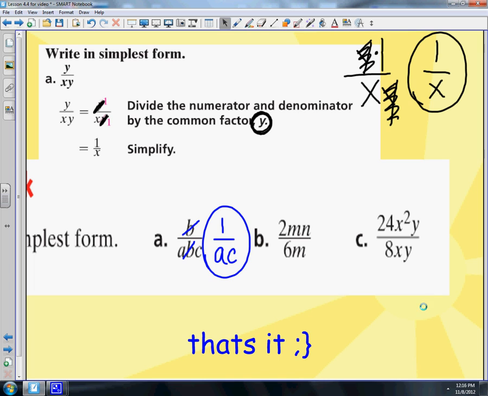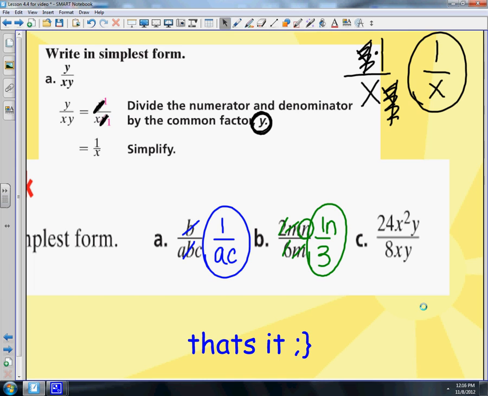Now, here I have 2 over 6. Now you have to consider the numbers and the letters as separate things. So the 2 over 6 can become 1/3. And then I have an m on the top and an m on the bottom, so that cancels out. And then I have my n on the top. You keep the n on the top and it stays up there. So then I have 1n divided by 3.